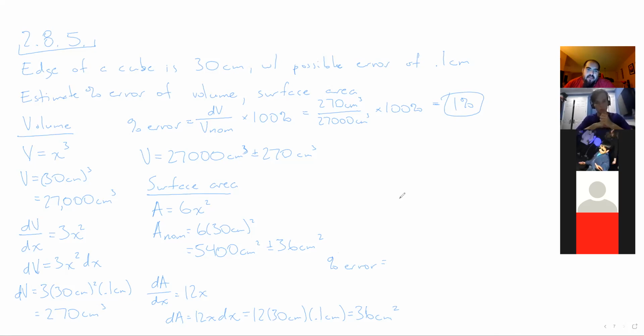I'm not too sure. Okay, so I'm going to do something similar to what I did with the volume. I found what the possible error in surface area was, which is 36 centimeters squared, and now I want to take that as a ratio of my nominal area. So it'll be 36 centimeters squared over 5,400 centimeters squared times 100%. Which I think is 0.667%.